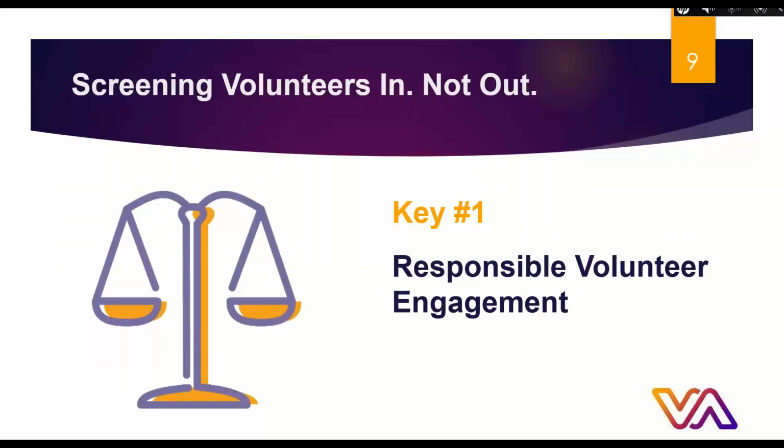Okay, so key number 1, responsible volunteer engagement. This key will explore how screening impacts and affects all levels of your organizations, from board members to volunteer managers and other staff, and to volunteers and clients. We're going to cover police information checks and the types of checks you can request, and we're going to review some of the terminology as well.